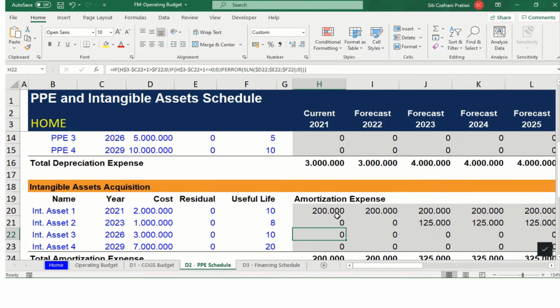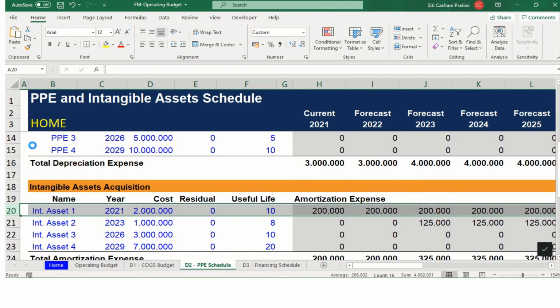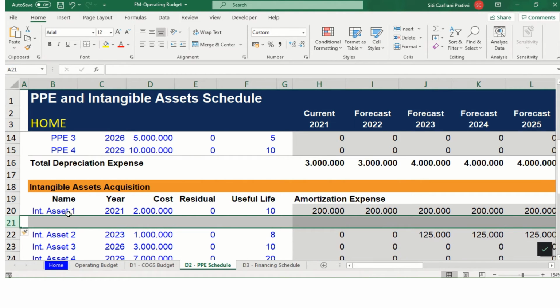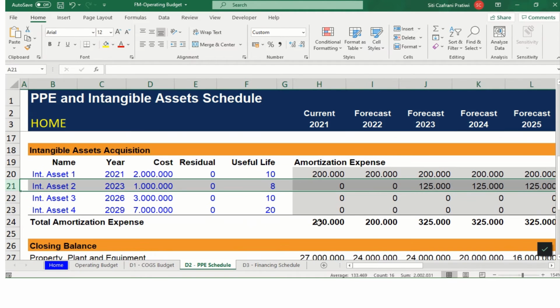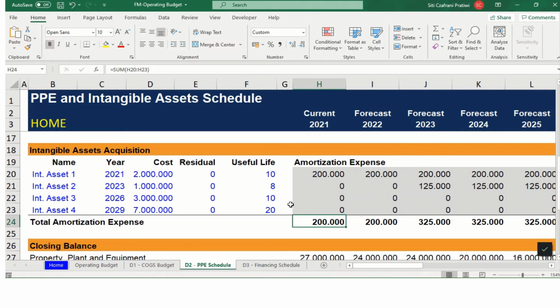And then if you have more than one intangible asset, you are allowed to put the name here. What is your intangible asset in here? If you are acquiring more than one intangible asset in the similar year, just insert another row here. Okay, and define what is your intangible asset, when you acquired that, and how much is the cost, residual, and useful life, and etc. So that is for the amortization expense, which we can get from the intangible asset acquisition section.